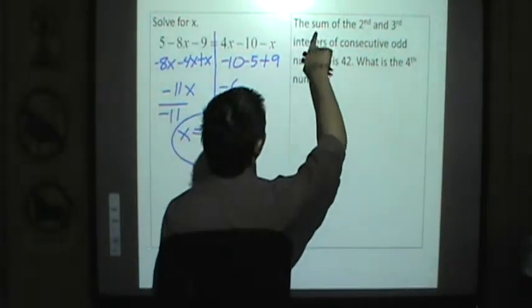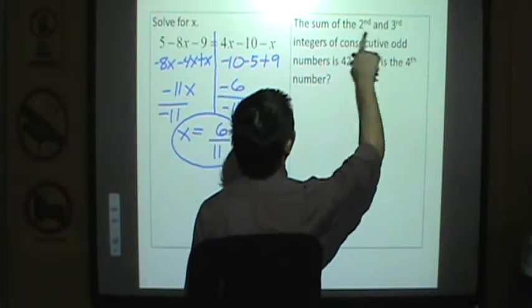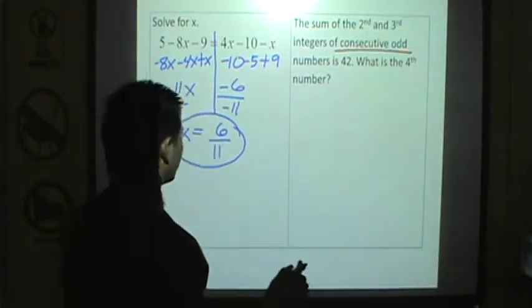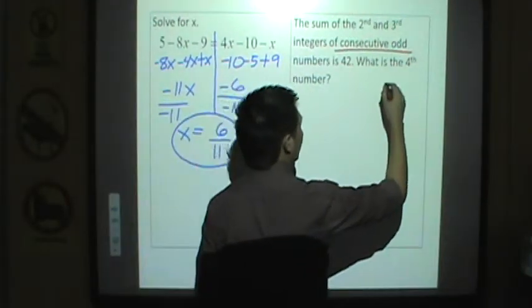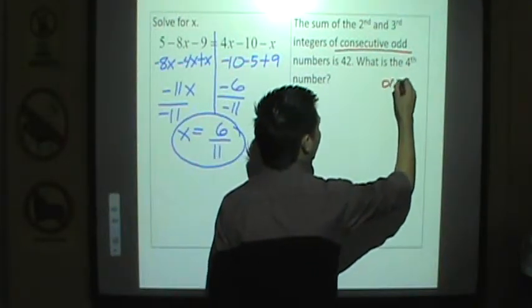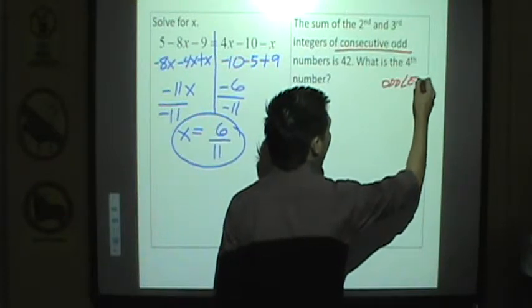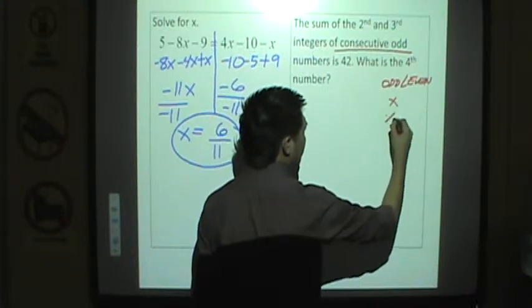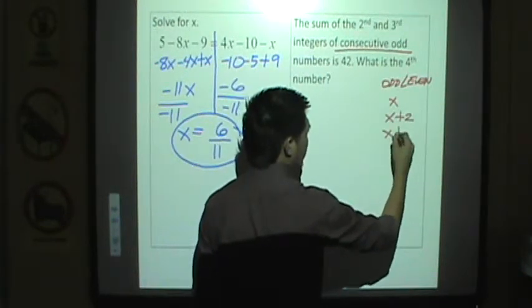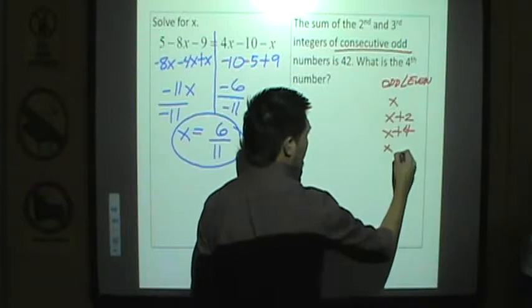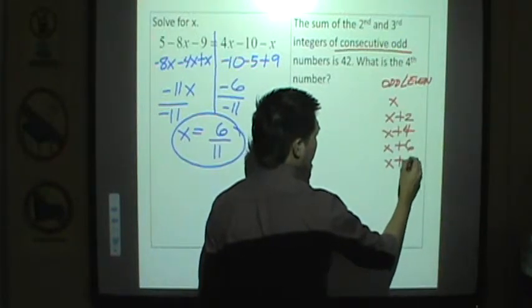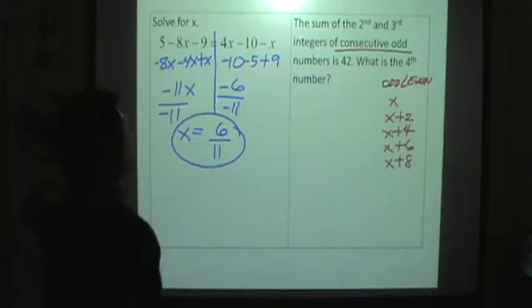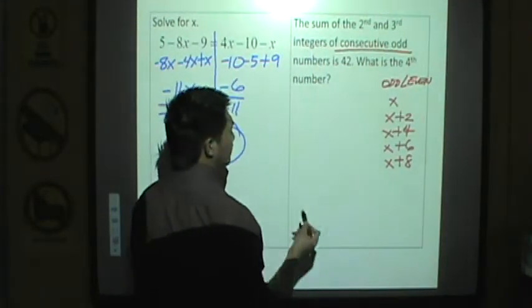Here we're going to talk about the sum of second and third integers of consecutive odd. Now last time we mastered that if we're talking about consecutive odd or even, we are going to be using, for the first number we have x, second number we have x plus 2, x plus 4, and then x plus 6, x plus 8, and so on.